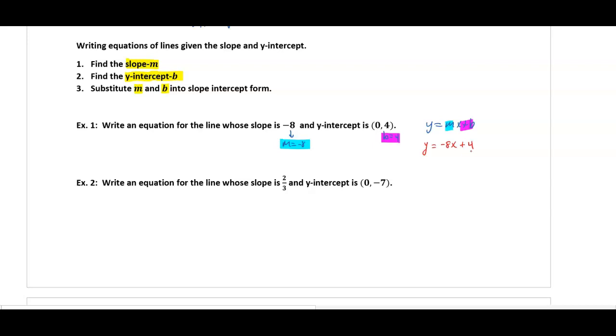The next one, the slope is 2/3. So m is 2/3. The y-intercept is 0, negative 7. So right away, b is negative 7. So y equals mx, so 2/3 x. Since b is negative 7, we're going to subtract the 7. And that is the equation of our line.